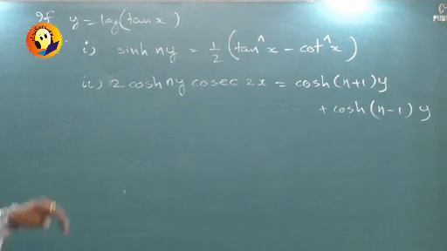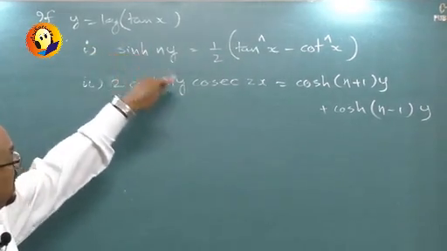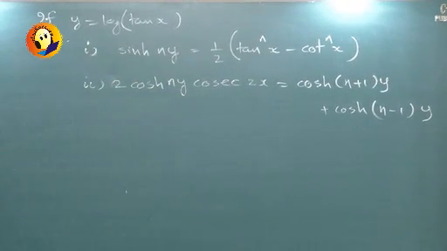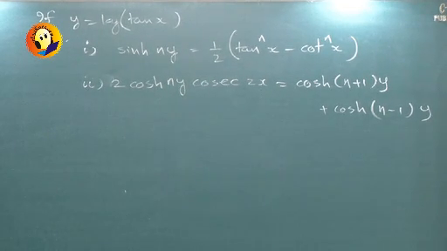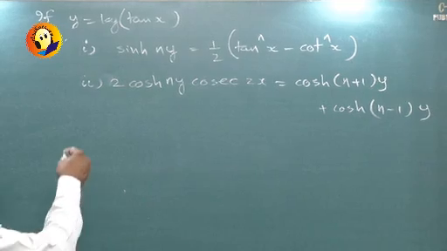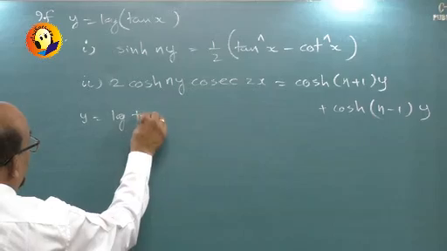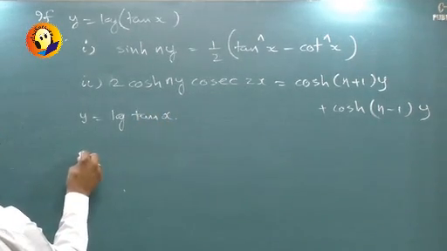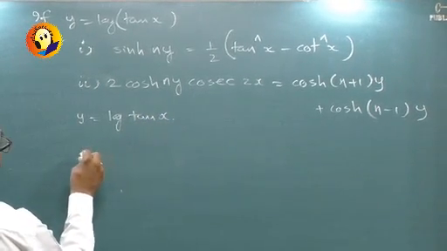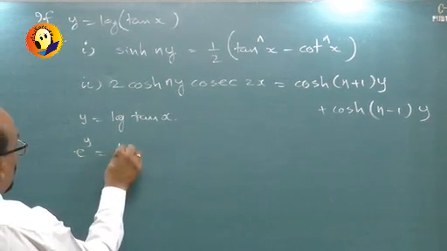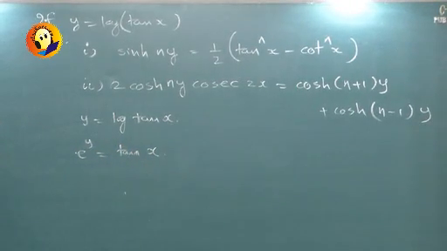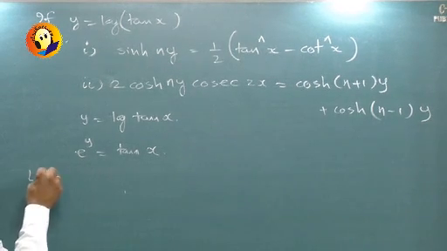Only hint in this problem is it is on hyperbolic, because that sinh and cosh is appearing. So how do we start? Right. One option is y is equal to log of tan x. Therefore, e raised to y is equal to tan x. Right. So we can start with LHS.